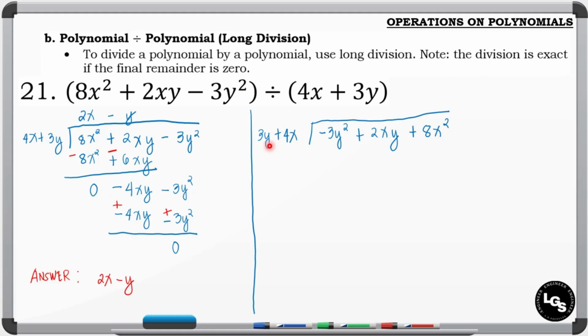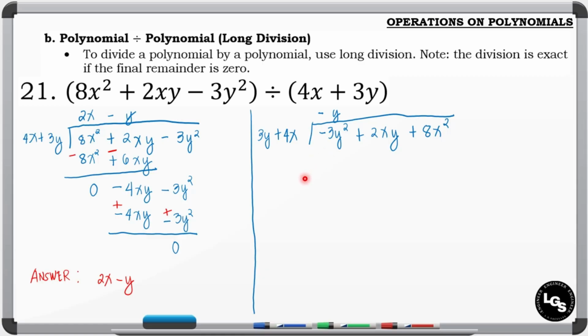Then let's do the same process as before. So negative 3y squared divided by the first term, which is 3y. So negative 3 divided by 3 is negative 1. Then for its variable, y squared divided by y. So that is y. So again, we can erase the 1 coefficient because that will be imaginary.